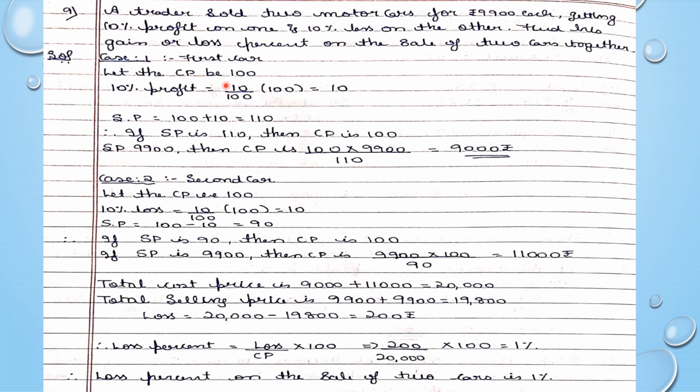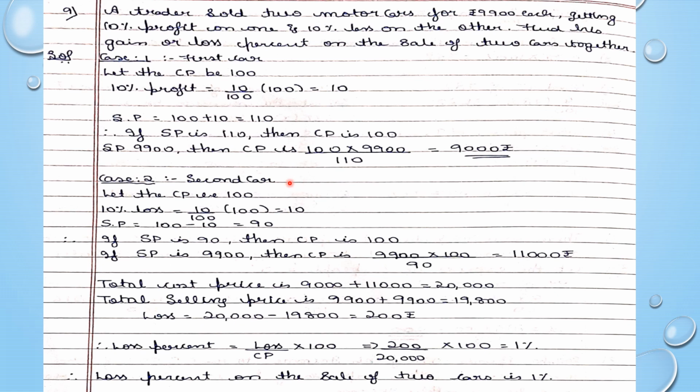So the first car has 10% profit. So profit on 100 rupees. Why? Because cost price has not been given. 10% is written as 10 by 100 into 100, where you get a value, that is 10 rupees profit on 100. So the selling price was cost price plus profit, that is 100 plus 10, totally 110 rupees. So if the selling price is 110, then the cost price will be 100. In the same way, if the selling price is 9900, then you have to find the cost price. How, sir? This 100 into 9900 divided by 110. So your cost price will be 9000 for car 1.